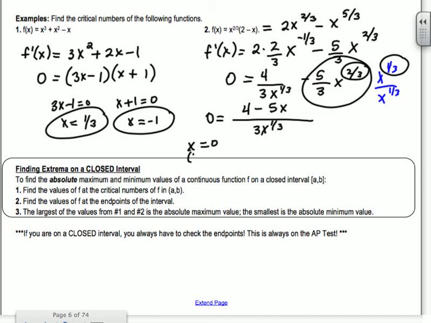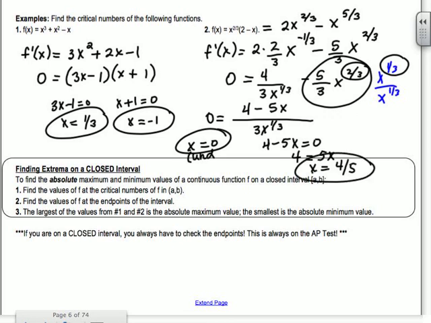So that's a critical point. And then the other one comes from 4 minus 5x equals 0. So that would be at x equals 4 over 5. That's the other critical point, or critical number. Okay, does that make sense? So you find when it's undefined and when the numerator is equal to 0.